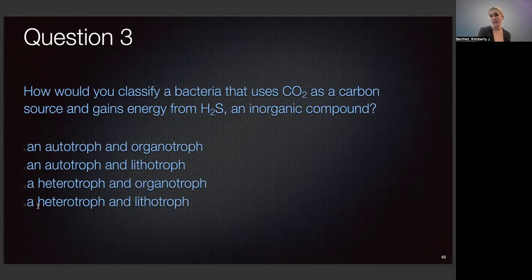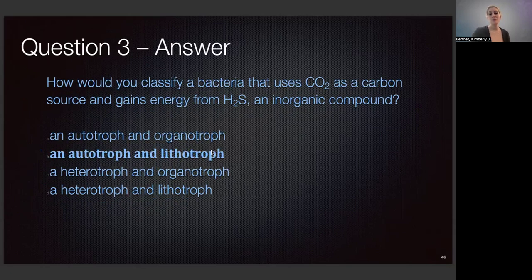Okay, question number 3. How would you classify a bacteria that uses CO2 as a carbon source and gains energy from hydrogen sulfide, an inorganic compound? So go ahead and review the questions or answers, and we'll go ahead and move on. This would be an autotroph and lithotroph.